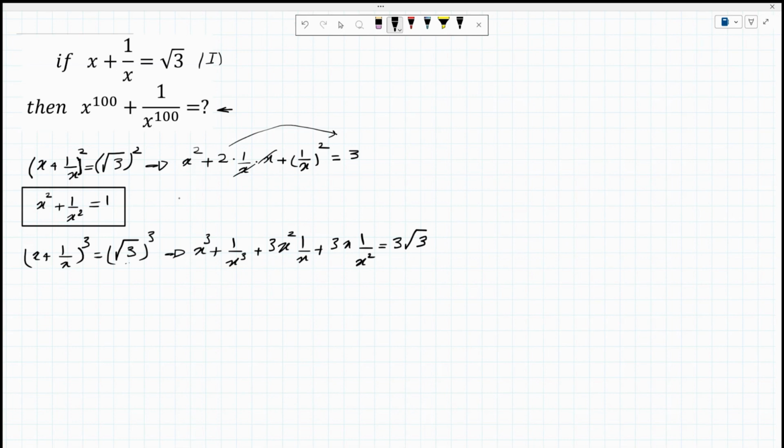So here again, this x will be cancelled with one of these x's here, and the same here, this x is going to be cancelled with one of the x's here. So in total we're going to have x3 plus 1 over x3 plus 3x plus 3 times 1 over x equals 3 square root of 3.